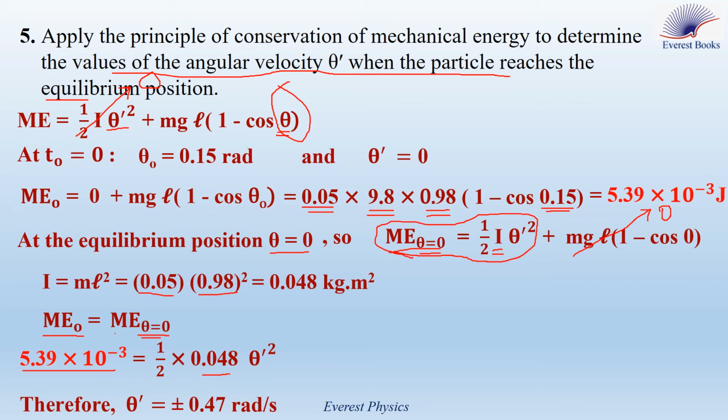But why does theta prime have a positive value and a negative value at the equilibrium position? This is because the pendulum oscillates in the positive sense during one half cycle of oscillation and in the negative sense during the next half cycle of oscillation.